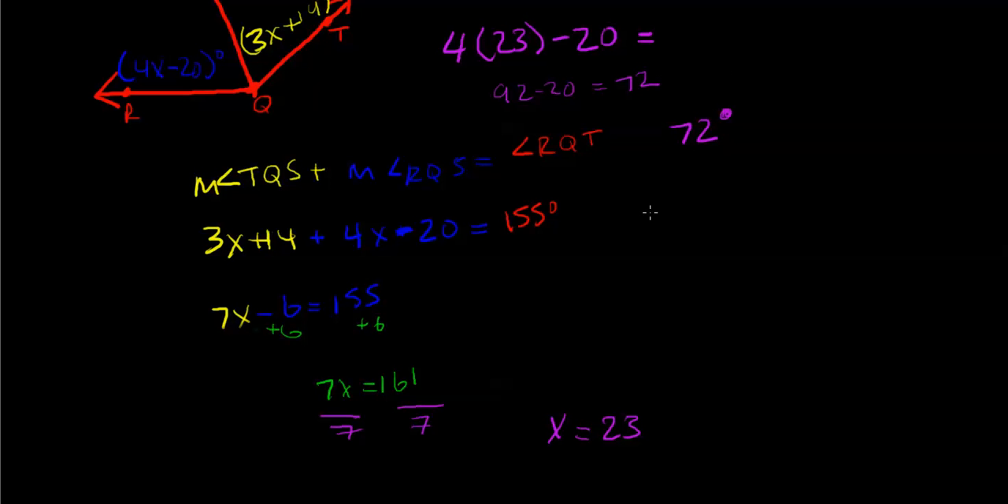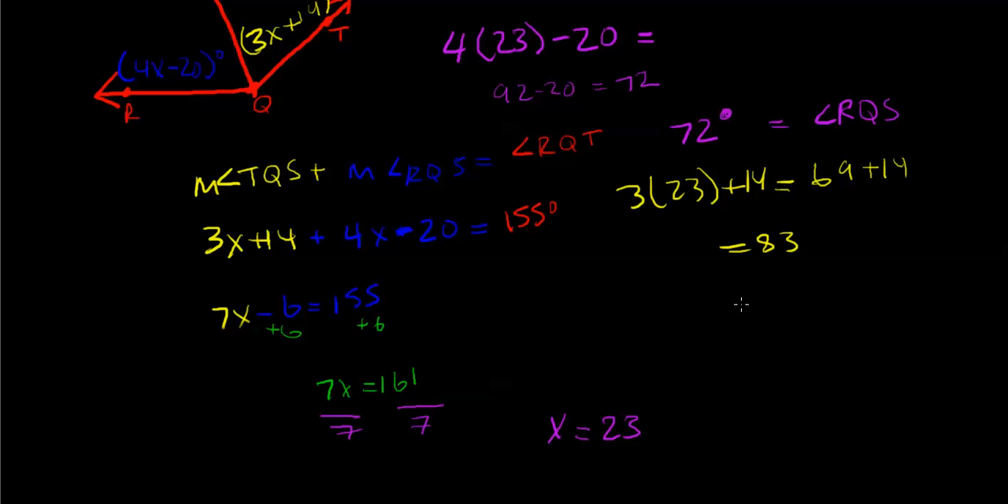The measure of angle TQS, which was 3x plus 14. So we substitute in 23 for the x. We get 3 times 23 plus 14. And when we simplify, we get 69 plus 14. And when we simplify further, equals 83. So measure of angle TQS equals 83.